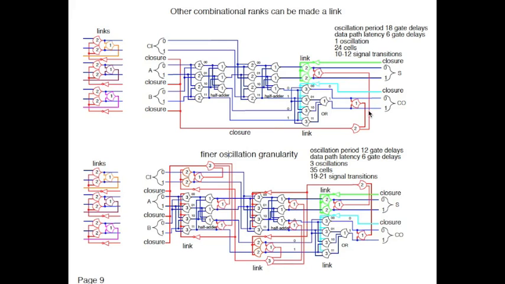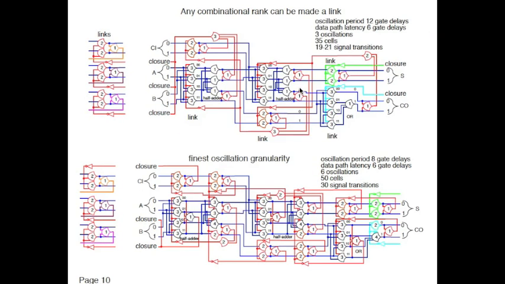Up here we had a single oscillation around the entire circuit. Now the circuit consists of 3 oscillations. Here's one oscillation. Here's another oscillation. And here is a third oscillation, closing with the input. So the next question is, can we turn this rank, these gates, into links? And the answer to that is also yes.